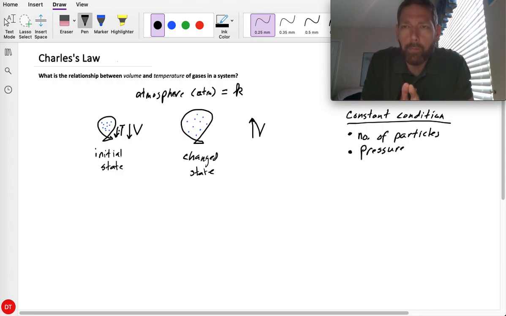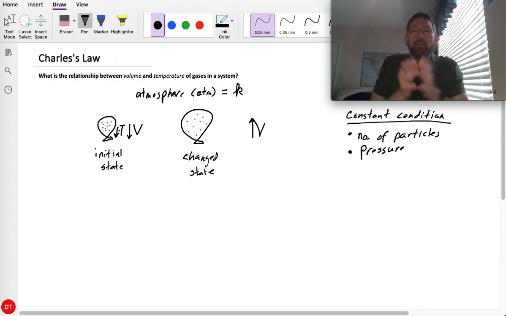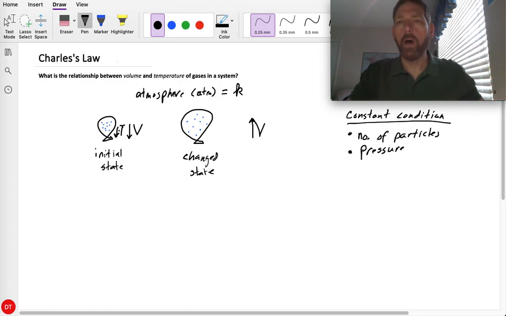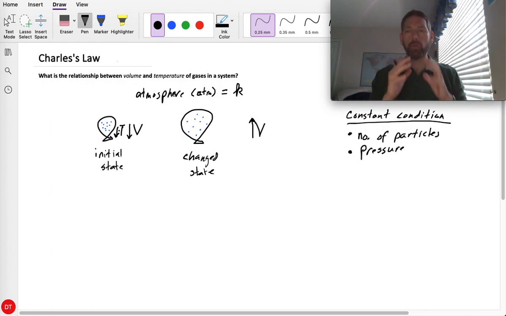There's still the same amount of particles. So let's assume that those particles don't escape. The air is still in there, right? Those particles are still in there. Now, eventually, over time, those molecules will diffuse out through the membrane. But in a very short period of time, those particles are trapped within that membrane, the balloon.